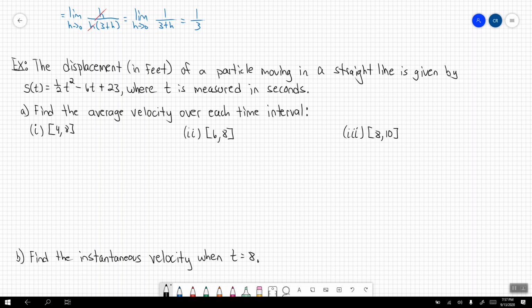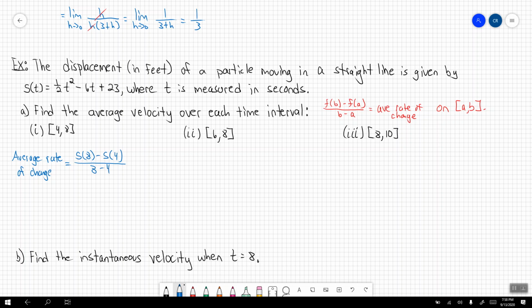Now remember, the average velocity for a given interval, or given a function, was f of b minus f of a, all divided by b minus a, and this was your average velocity, or your average rate of change. And this was on the interval from a to b. And that's exactly what we want to do here, start calculating this average velocity, in other words, the average rate of change. So in this particular case, for this given interval, we're going to have the function s of 8 minus s of 4, all divided by 8 minus 4.